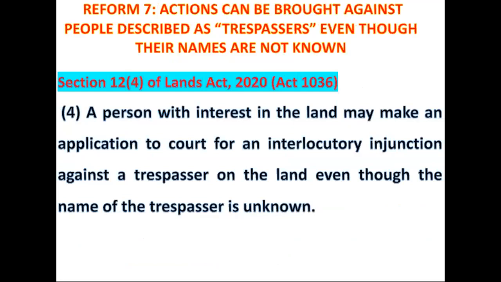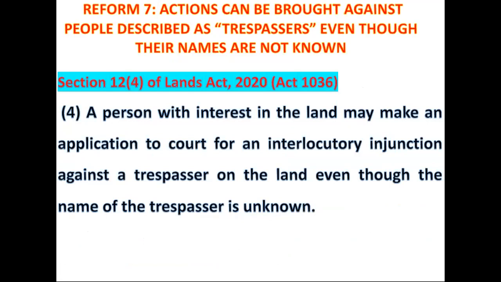Another reform that we shall discuss, that is the seventh reform we are discussing in this lecture, is that previously the law was that before you bring an action against a person who is developing your land, you must find a way to get the person's name, issue a writ of summons, put the person's name over there as a defendant, then you can now issue the writ of summons against that person.